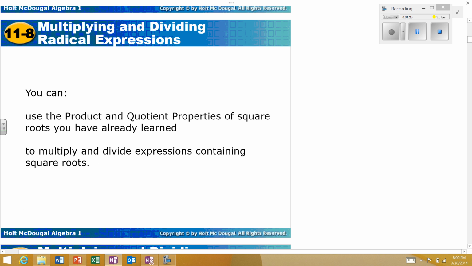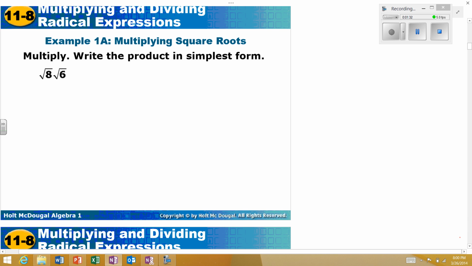Okay, you can use the product and quotient properties of square roots, which we have already learned, to multiply and divide expressions containing square roots. So if I have 2 radicals multiplied together, what you're doing is you're taking what's underneath and multiplying them together. So 6 times 8 becomes 48, which then I would simplify to radical 16 radical 3, and then I could get 4 radical 3. If you wanted to, you could simplify the 8 first and then multiply what's left together. It's faster, I would say, to just multiply them first and then simplify.